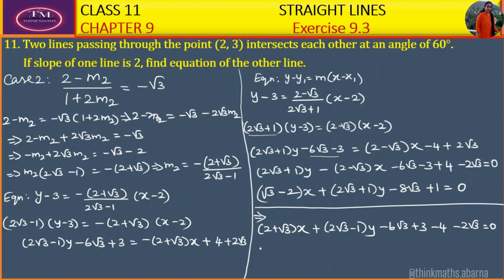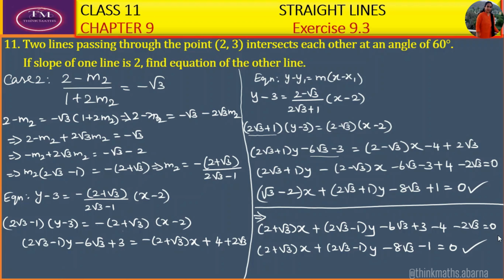So simplifying, we will get 2 plus root 3 x plus 2 root 3 minus 1 into y, minus 6 root 3 and minus 2 root 3 is minus 8 root 3, plus 3 minus 4 is minus 1, equal to 0. So these are the equations of the other line.